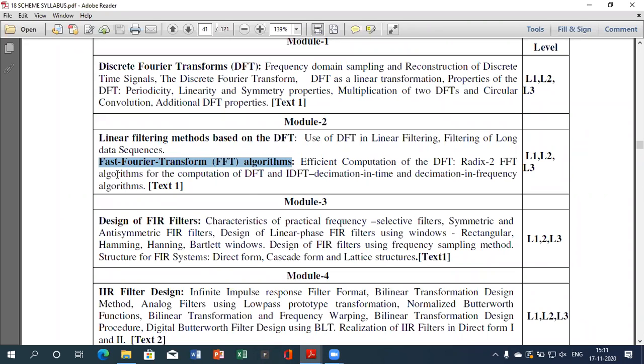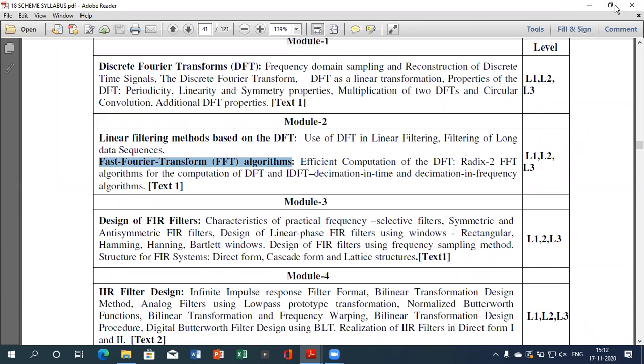So this is about fast Fourier transform, and it is more advanced than the linear methods based on the DFT. Now first we will discuss how this fast Fourier transform is more efficient in the computation of DFT, which is given here. That is the efficient computation of the DFT.